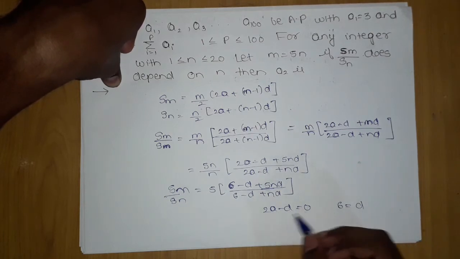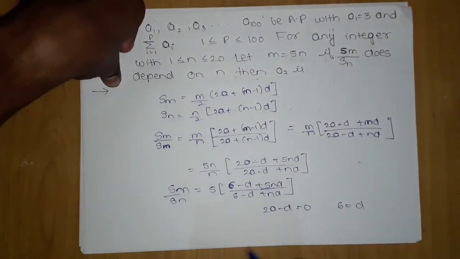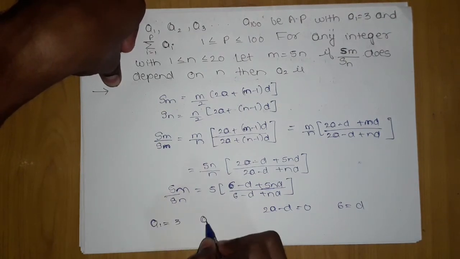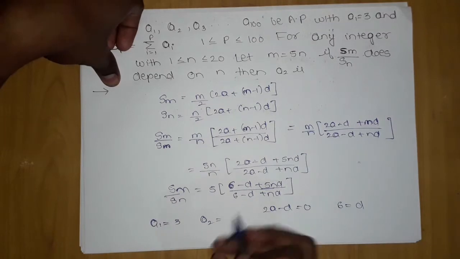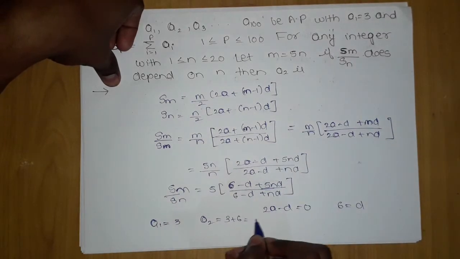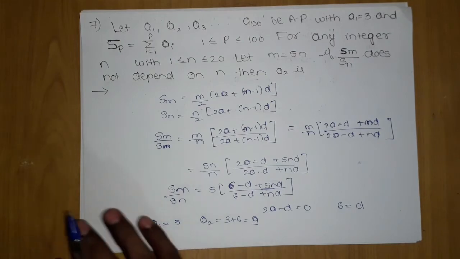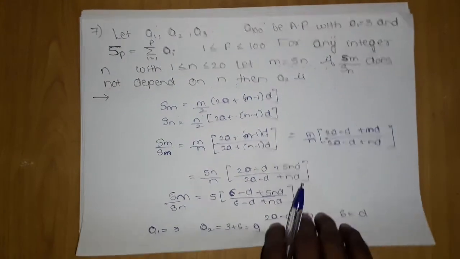Okay, d is found. 2 into 3, a was given as 3, so we got d. Now the first term was 3, so the next term, a2, is what is needed. a2 will be 3 plus 6, which is 9. So we got the second term. Okay, this was the 7th question. Now let's move on to the next question.